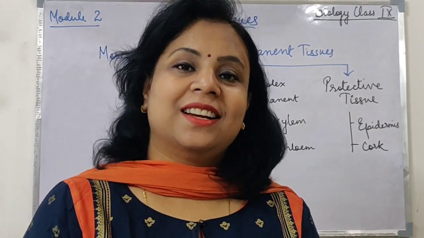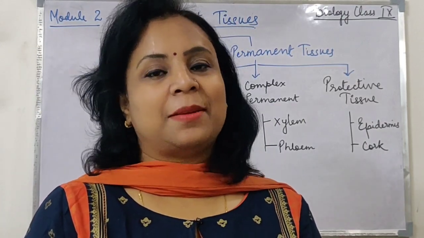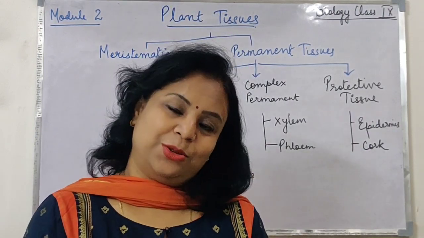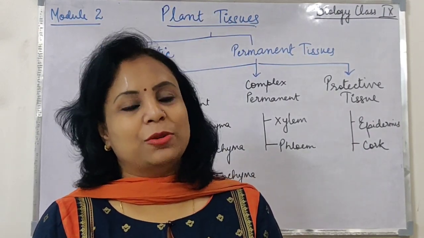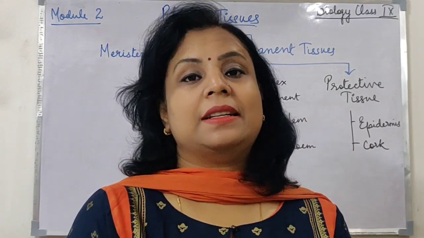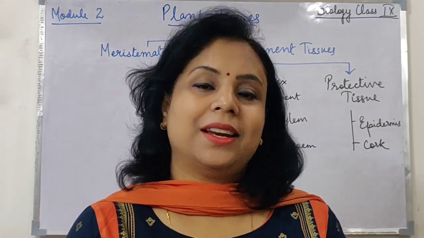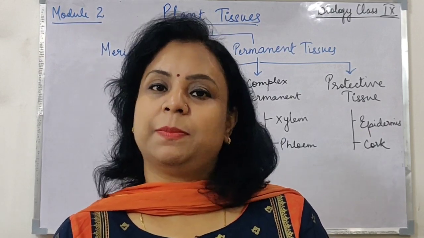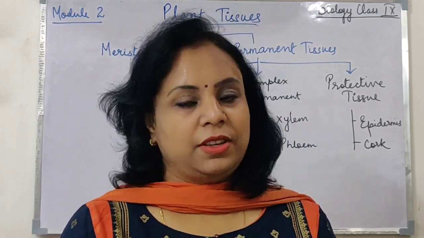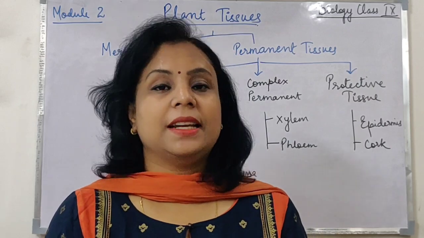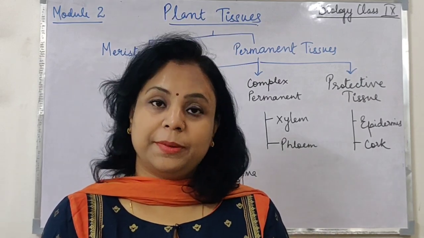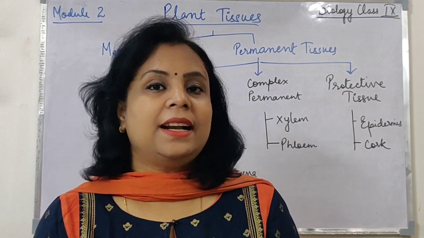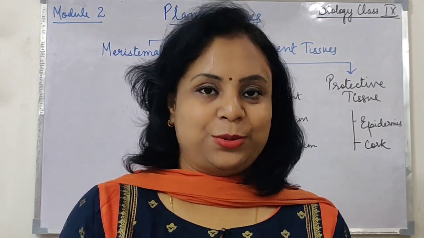In our previous class, we had started with the second chapter of biology of class 9th, that is the tissues. We studied about tissues as a group of similar cells, similar in structure and origin, that work together as a team and perform some specific function. We also studied about plant and animal tissues, how they differ from each other. Then we had started with our detailed study of plant tissues.